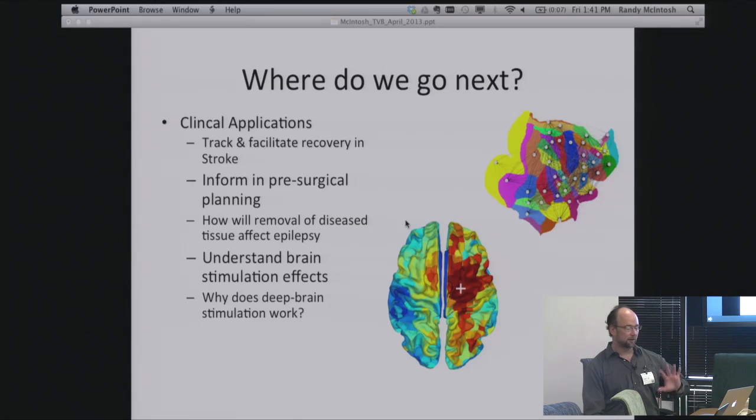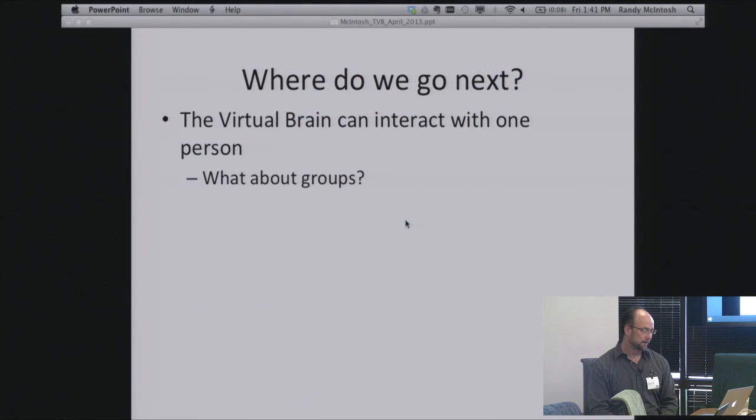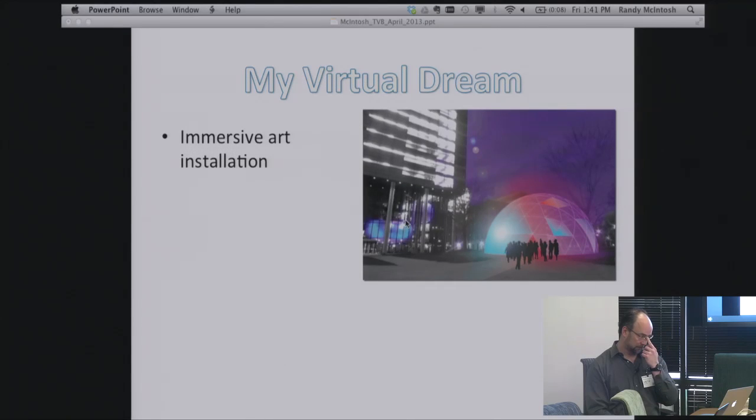All these applications right now are assuming that we're going to take an individual's brain and have that individual brain become part of the virtual brain. But would it not be possible to have multiple people interacting with the virtual brain? That's the next phase of the project. The virtual brain can interact with one person through, for example, EEG. The question is, can we do it in groups of individuals? Can we do a social neuroscience experiment, for instance? And that's this idea of the virtual dream.